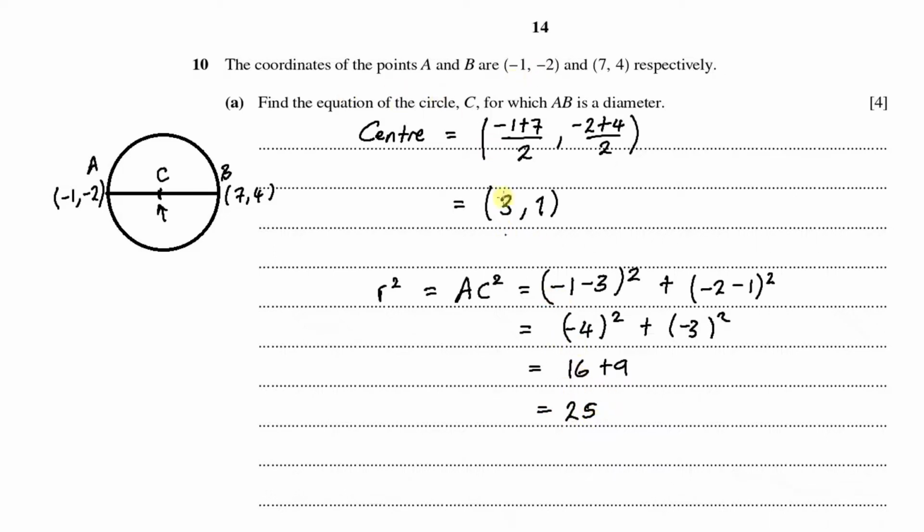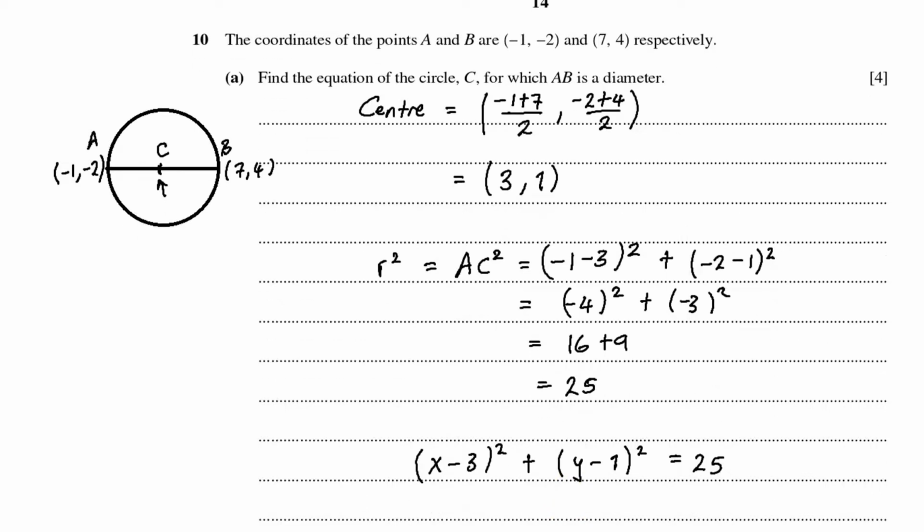So for the equation of the circle, we will now just say it's (x minus the x coordinate of the center, that's 3) squared, plus (y minus the y coordinate of the center, which is 1) squared, and that's equal to r squared, which we got to be 25. So this is the equation of the circle right here. We can scroll down now to part B.